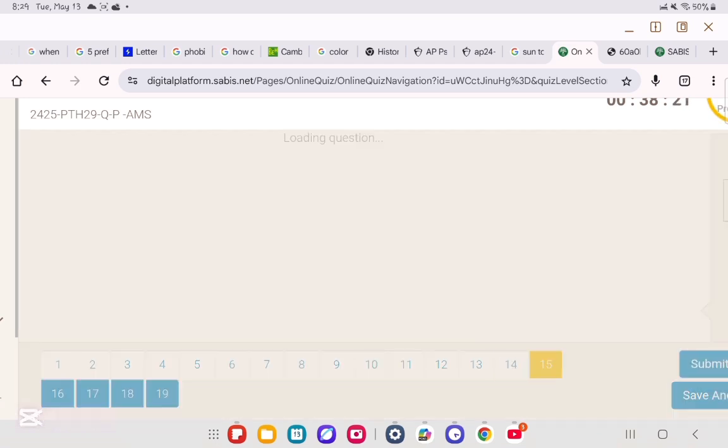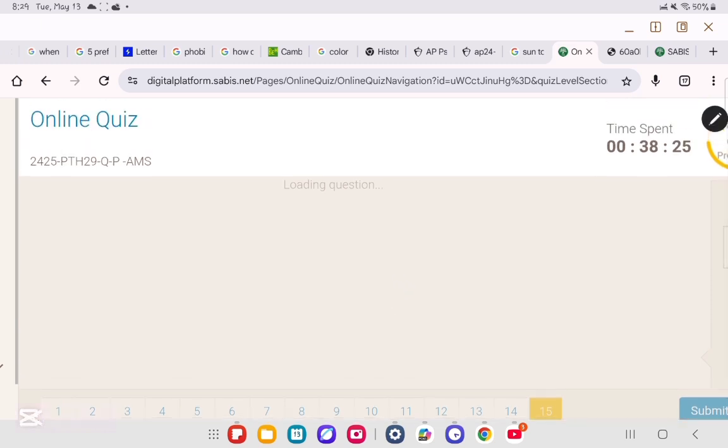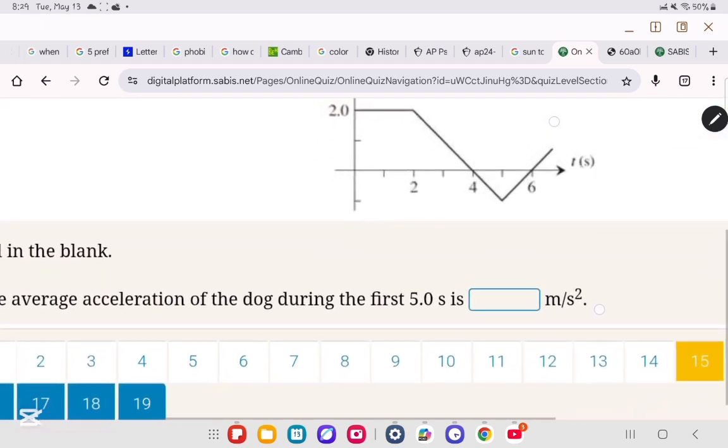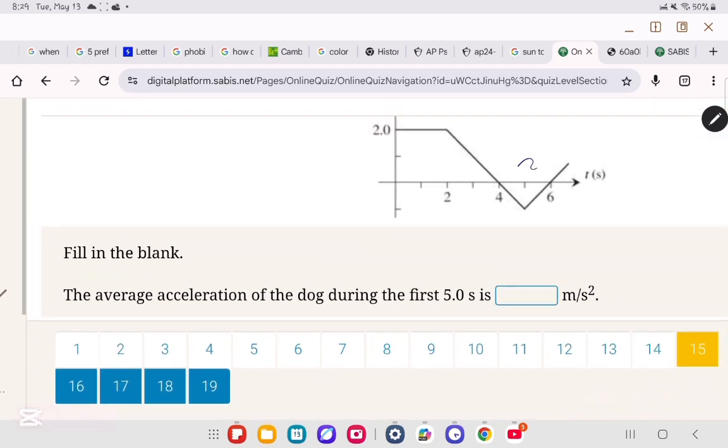Question number 15 says, what does it say? Okay. The average acceleration of the dog during the first 5 seconds. So you will go to the 5 seconds. You will come over here. And they want the average acceleration of the dog. We are dealing, I believe, with a velocity time graph. So in order to do that, you're going to take the final point and the initial point, and you will draw a tangent to them.